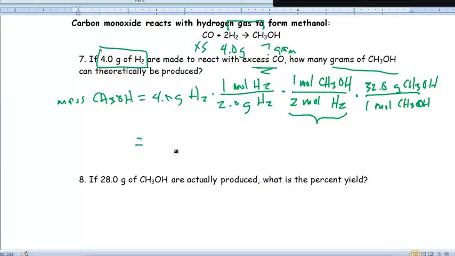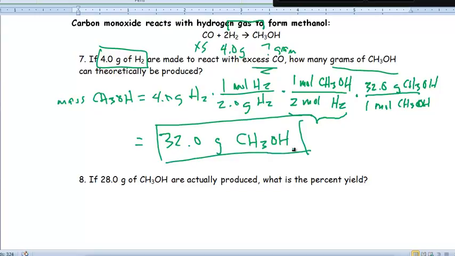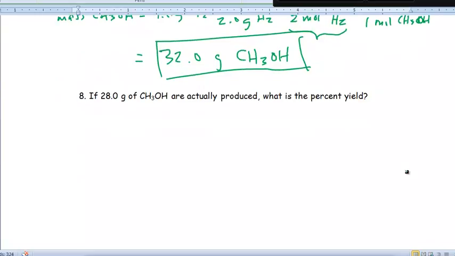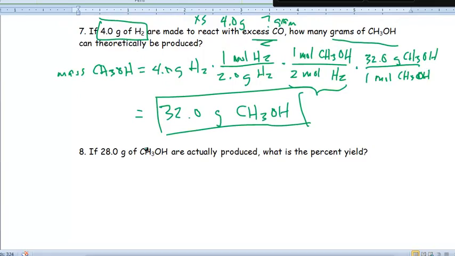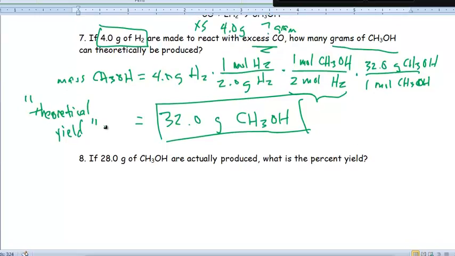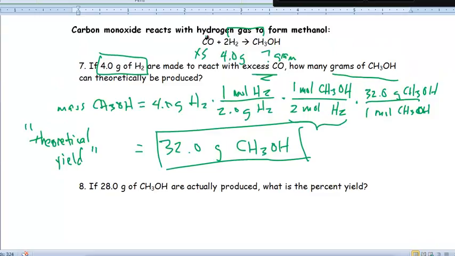When you crank all that out, you will get 32.0 grams of methanol. There we go. Let me back up. What we have calculated here is what's known as the theoretical yield. In theory, if you're given 4 grams of hydrogen and an unlimited supply of carbon monoxide, you should be able to make 32 grams of methanol.